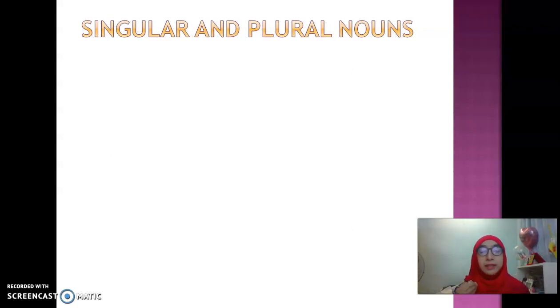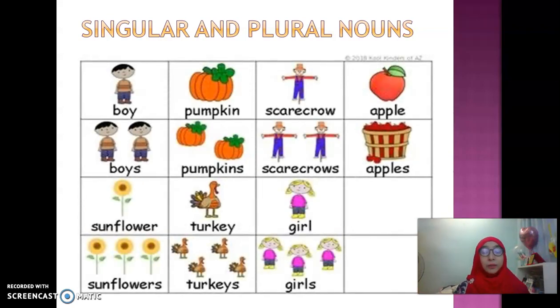So singular stands for one. Singular stands for one. And plural stands for many, which is more than one. So it's 2, 3, 4, 5, a million. So let's look at some examples to help you understand it a little bit more. So singular, like I said, is for one. In English, we have different ways to talk about, read about, or write about a single thing, one thing.